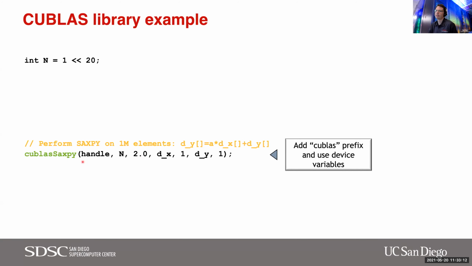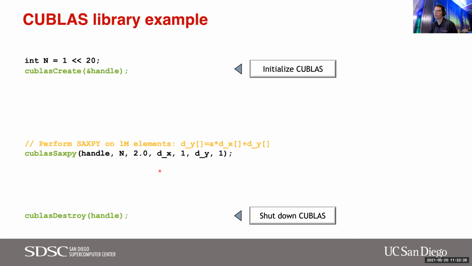Now, all you do is replace it with a call to cublasSaxpy, and pass it a handle that basically manages some memory allocations and similar things on the GPU. You can create that handle and then destroy it again.